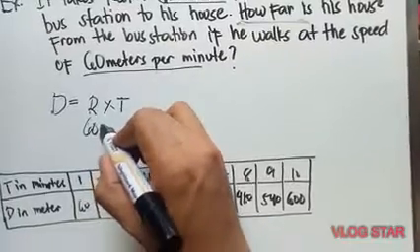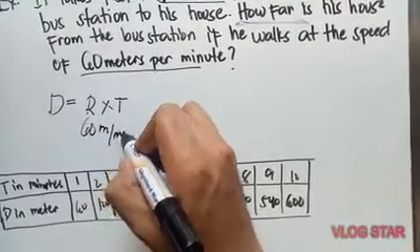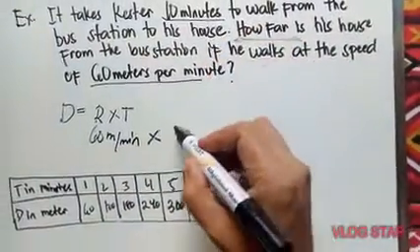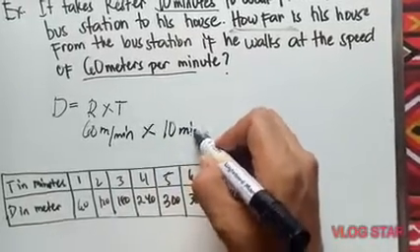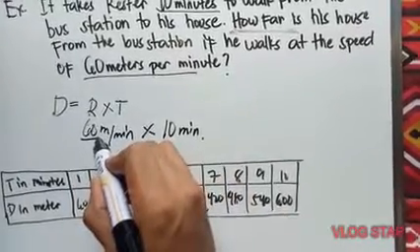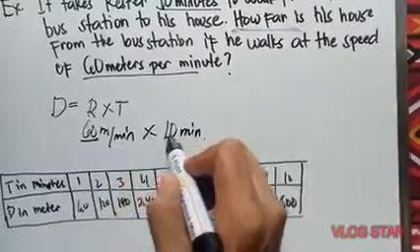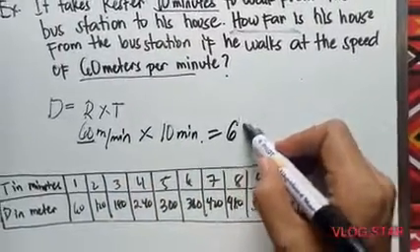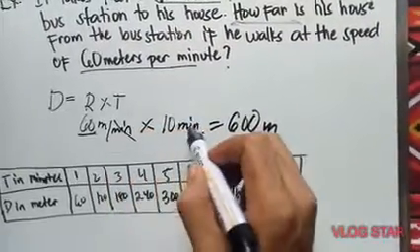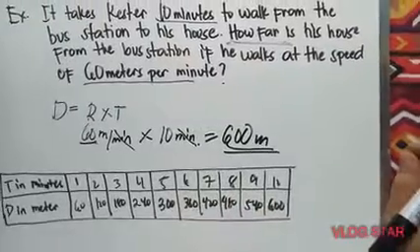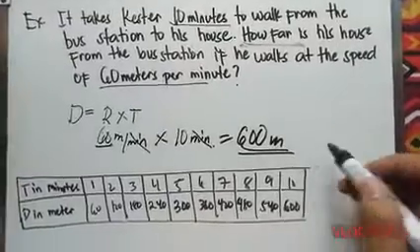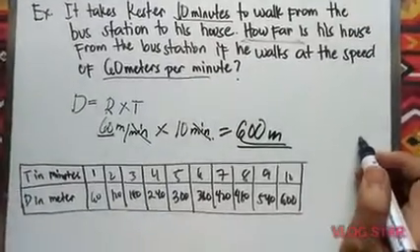So our rate is 60 meters per minute, times the time, which is 10 minutes. If we multiply 60 meters per minute times 10 minutes, it is equal to 600 meters. The minutes cancel. So the distance that he walks at the speed of 60 meters per minute in 10 minutes is 600 meters.